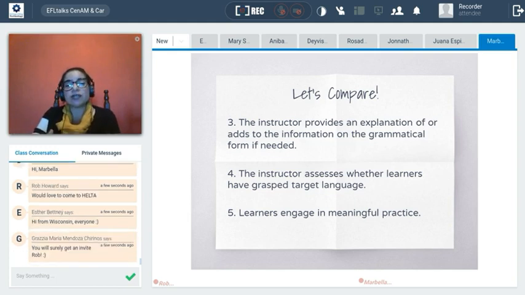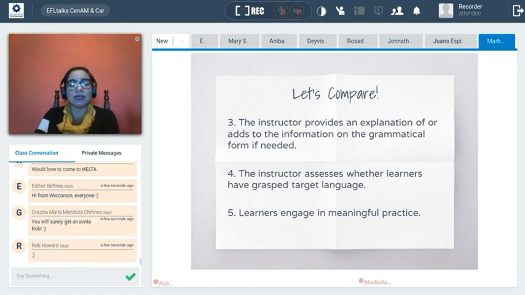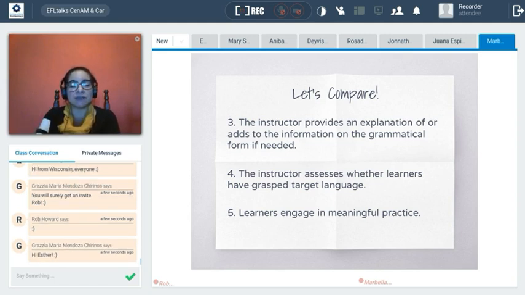So then the instructor assesses whether learners have grasped the target language or not, and this can be done through concept checking questions or CCQs, and it can also be done through a task. So maybe we have students answer true or false, or they might answer multiple choice questions in order to be able to highlight the most important aspects of the language. Lastly, we would want them to engage in meaningful practice. So once the language has been introduced, once they've analyzed it on their own, questions have been answered, it's been clarified, they're ready for the practice.